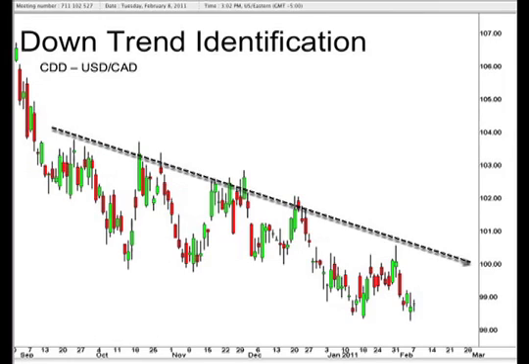Now, sometimes it's a little bit of a challenge when you're looking at a volatile market to establish a trend line.